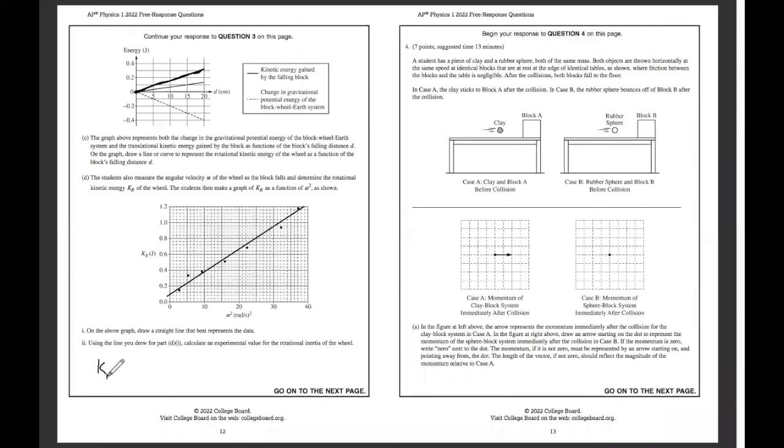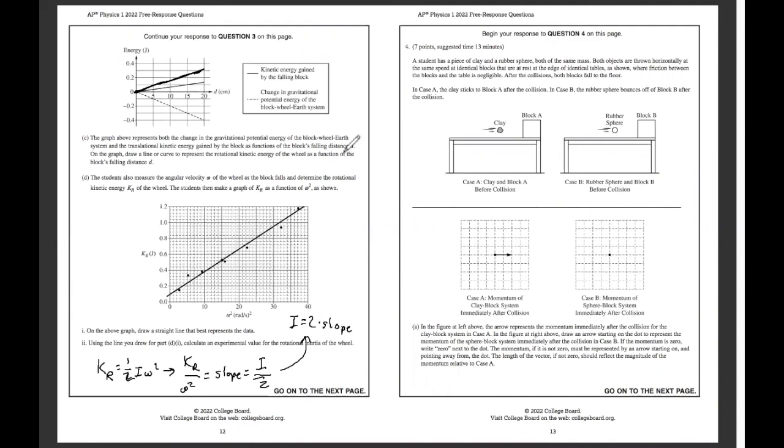Well, I do know that k sub r is equal to 1/2 I omega squared. So what I'm going to get is that kr over omega squared, which is the slope, should be inertia over 2. Therefore, inertia is 2 times the slope. Well, what is the slope in this case? I have to find 2 points on my best fit line.